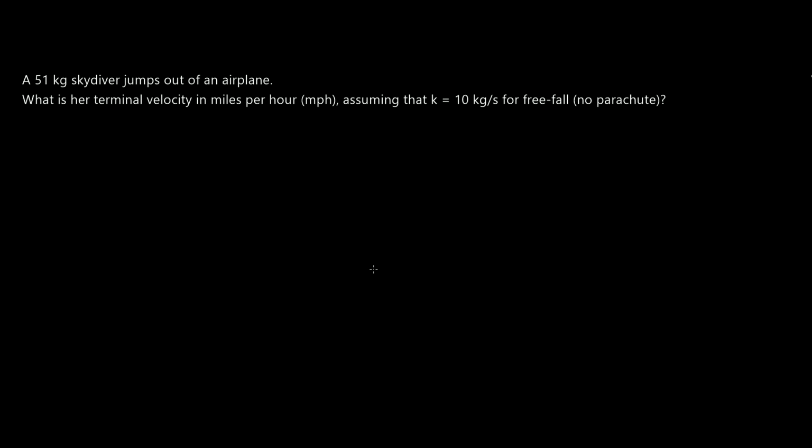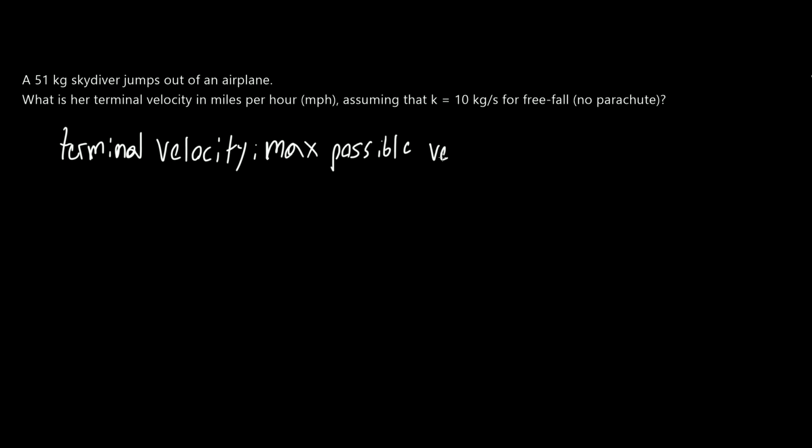So here's our next question. We have a 51 kilogram skydiver who jumps out of an airplane. What is her terminal velocity in miles per hour, assuming that k equals 10 kilograms per second for free fall, meaning no parachute? So before we even get started, I want to define what terminal velocity is. Terminal velocity is the max possible velocity by a free-falling object.